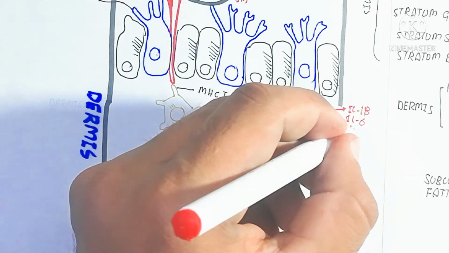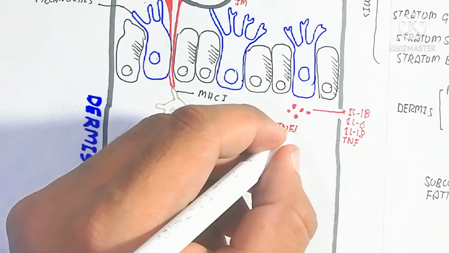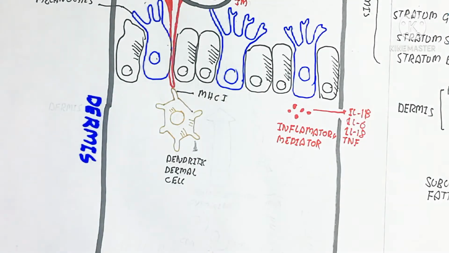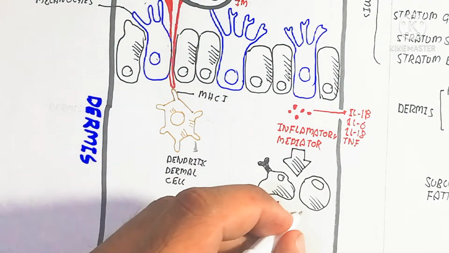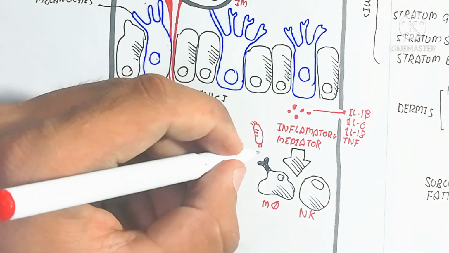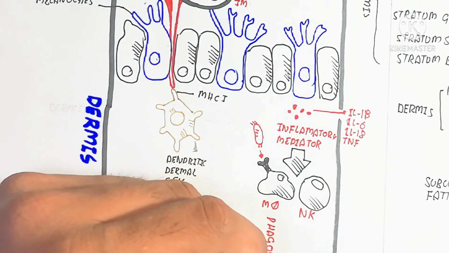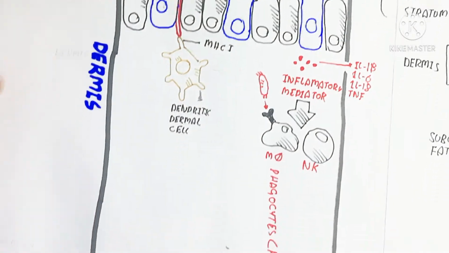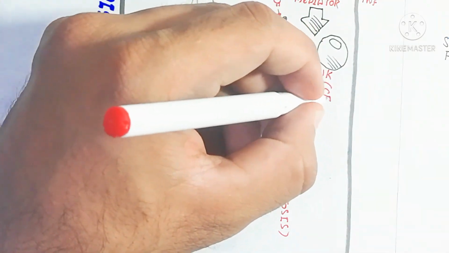So here is the dermis. This inflammatory mediator can be interleukin 1 beta, interleukin 6, interleukin 18, and TNF. These are inflammatory mediators, which means they stimulate the innate immunity. Innate immunity means a quick response by the activation of macrophages and natural killer cells. Macrophages engulf the pathogen and natural killer cells cause cell lysis, without any helper cell. So the natural killer cell basically kills the pathogen.